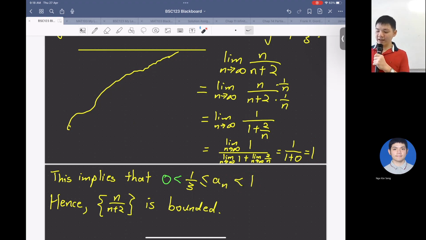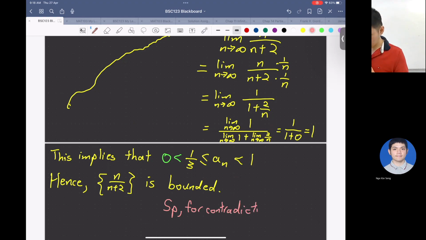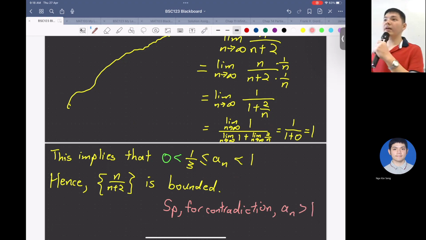Let's say you have some terms above 1. Above 1 means strictly greater. So suppose for contradiction that an is strictly greater than 1. If it is strictly greater than 1, that means what?